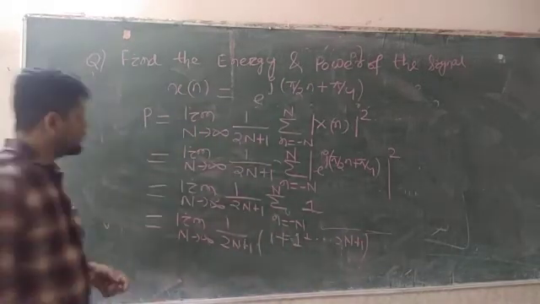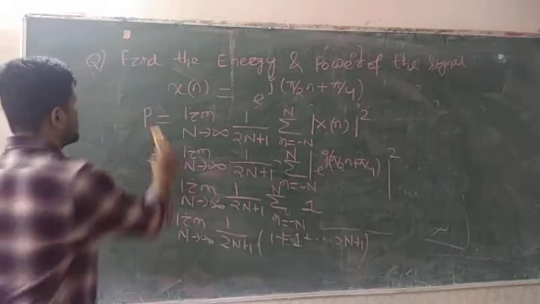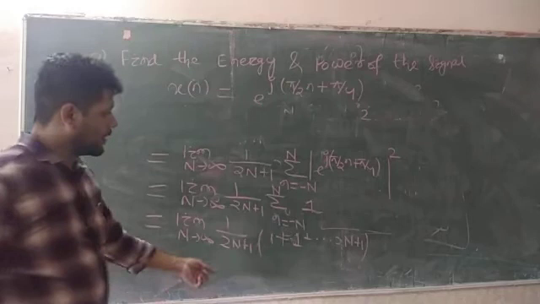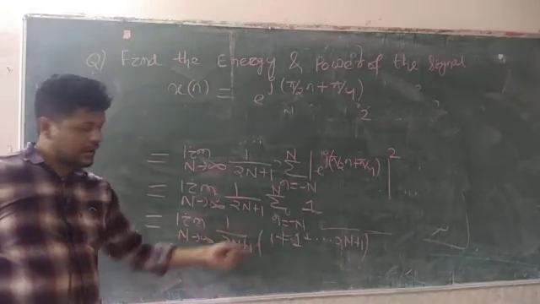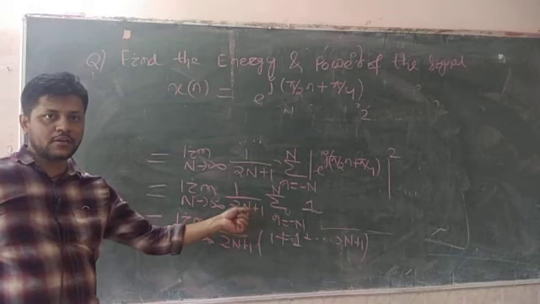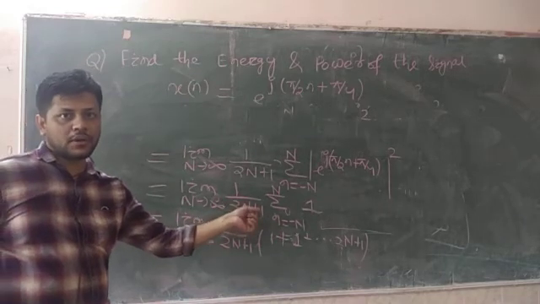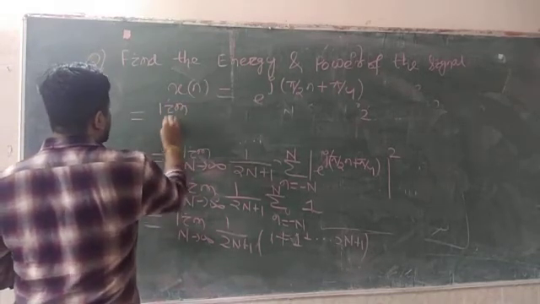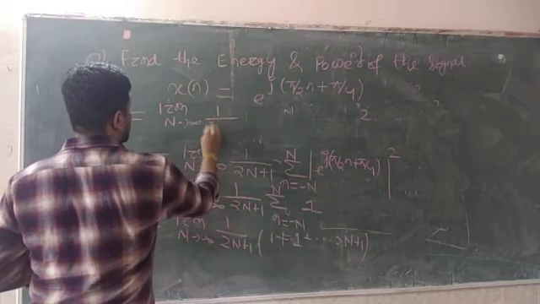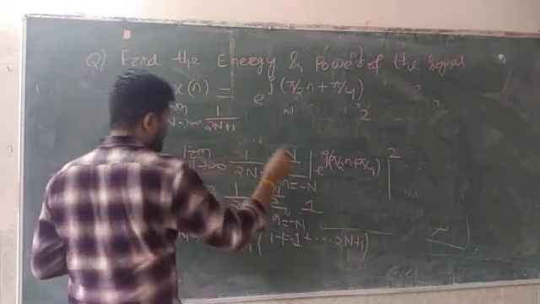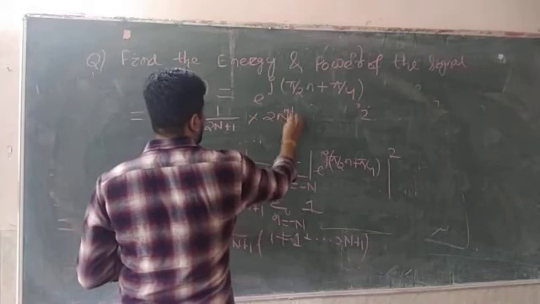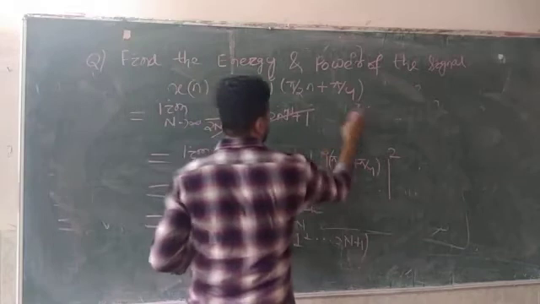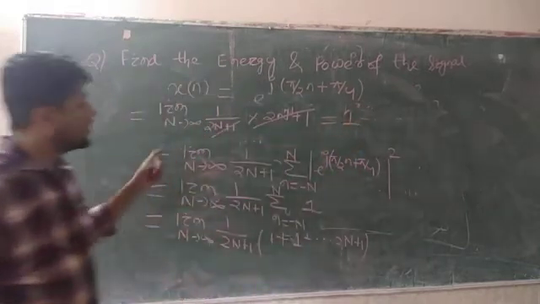So what will happen? I am just going to erase this. So you can see here limit n tends to infinity 1 by 2n plus 1, and 1 is added up to how many number of times? You are adding 1 2n plus 1 number of times. Hence, this becomes limit n tends to infinity 1 by 2n plus 1 whole into the result, which will be 2n plus 1. And this 2n plus 1 will be cancelled out. The answer will be 1.